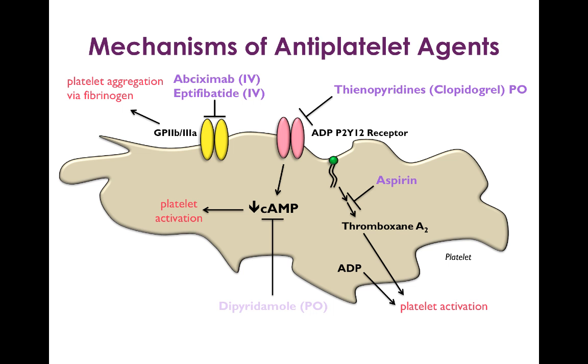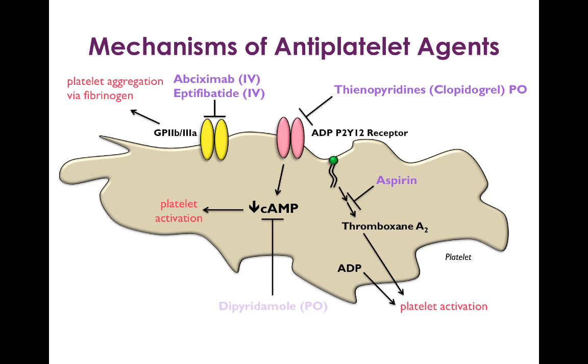receptor. The downstream signaling that's important in these ADP-P2Y12 receptors is a decrease in cyclic AMP, because these receptors are linked to cyclic AMP through G inhibitory signaling. So a drop in cyclic AMP leads to platelet activation. By treating with a thienopyridine like clopidogrel, you can block platelet activation.